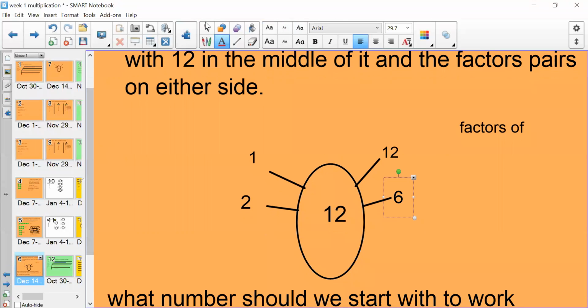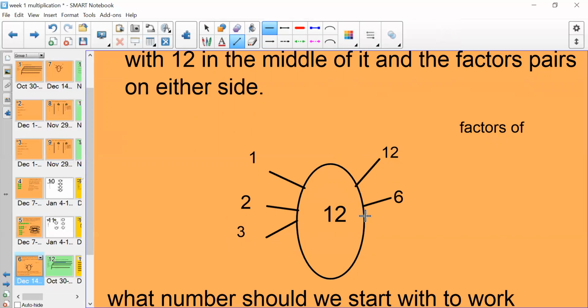Okay, then you go and you try the next number. The next number is 3. So then again, you ask yourself the question, 3 times what equals 12? So what is the other pair going to be? Or you could say, how many times does 3 go into 12? And if you had to count in 3s, you would count 4 times. So 3, 6, 9, 12 would be 4 times. Therefore, the other pair is 4.